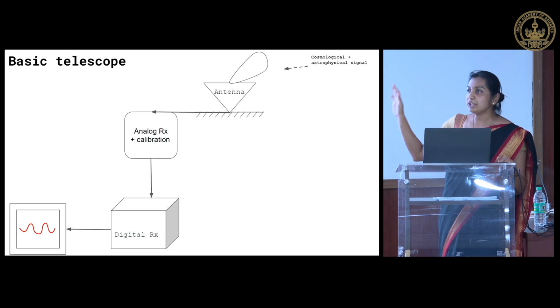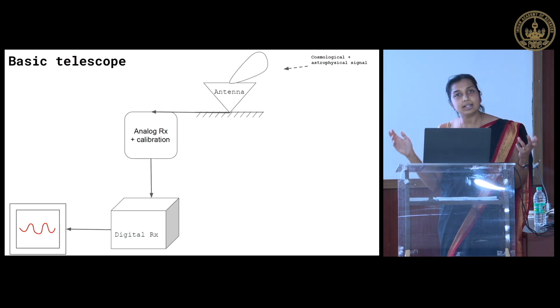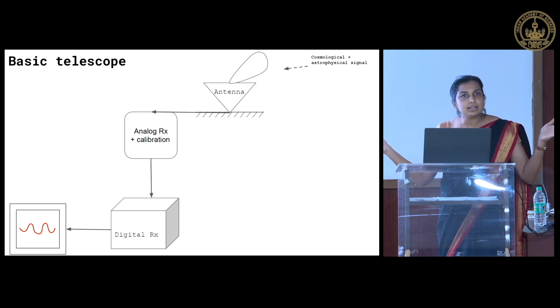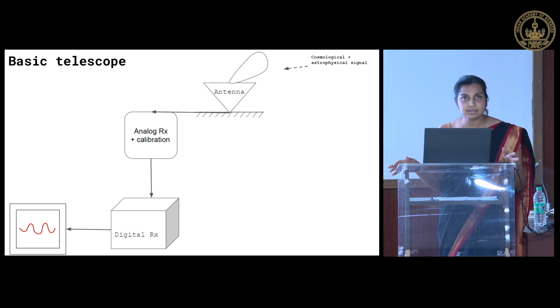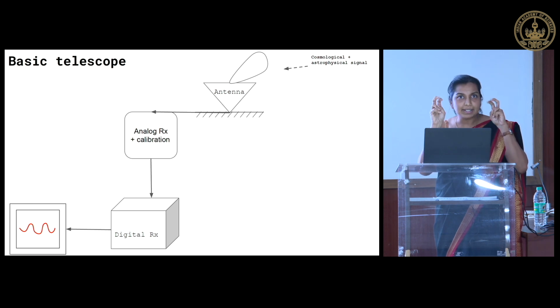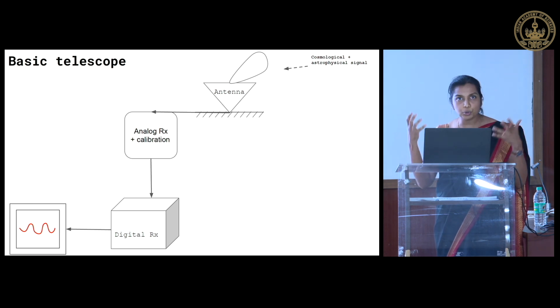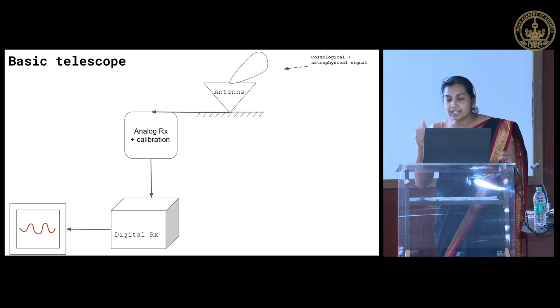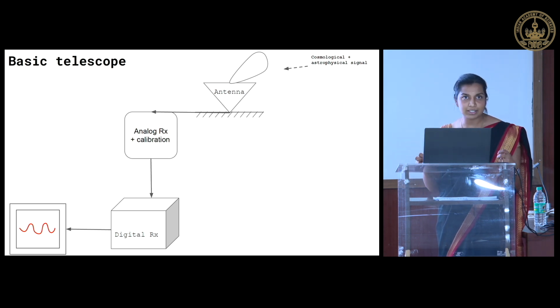Now, what do we do to actually make this measurement? We build a radio telescope. For those who have not seen one, you have dish antennas on your terrace. There are many dish antenna type radio telescopes, huge parabolic dishes. We have a few in India. There is a telescope called the GMRT near Pune. It's among the premier radio telescopes in the world.